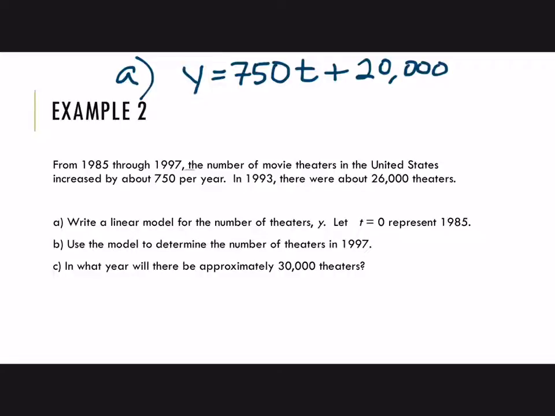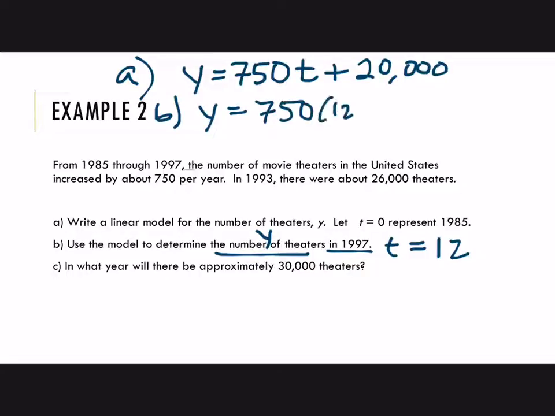All right, so here we have a year, 1997, and what does t equal in that year? I think we said t was 12. So we're asked to determine the number of theaters, or in other words, solve for y. So we simply want to substitute in 12 in place of t, and then use order of operations to simplify this and get a value for y. Okay, so 750 times 12 is 9,000, plus 20 is 29,000. All right, so there were 29,000 theaters in 1997.